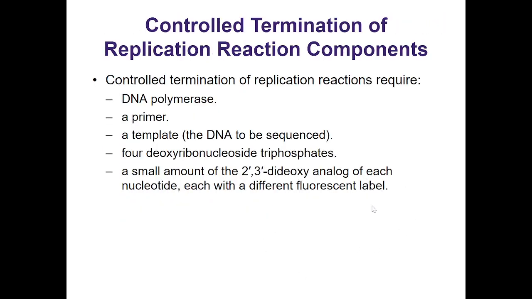Okay, so the next one's going to be controlled termination of your replication reaction components. The controlled termination of replication reactions will require these ingredients, as it were. DNA polymerase, a primer, a template, the template being the DNA template strand, i.e. the one that we want to be sequenced. The 4 deoxyribonucleoside triphosphates, because we'll need ingredients to make this from, and a small amount of 2', 3' dideoxy analog of each nucleotide, each with different fluorescent labels.